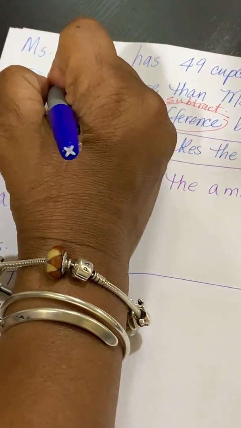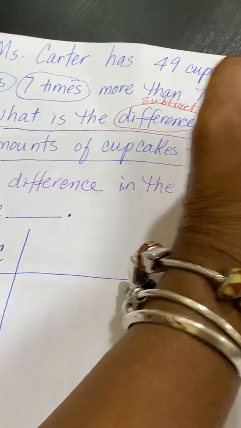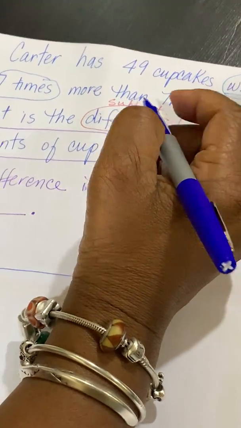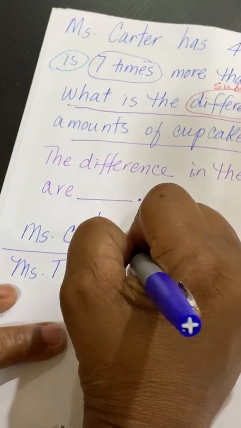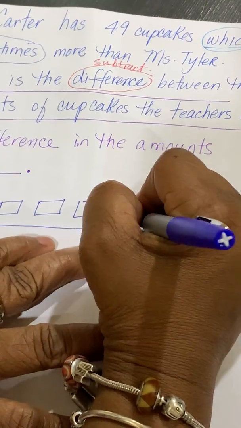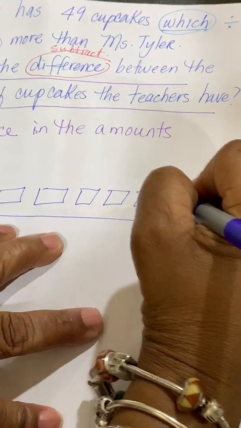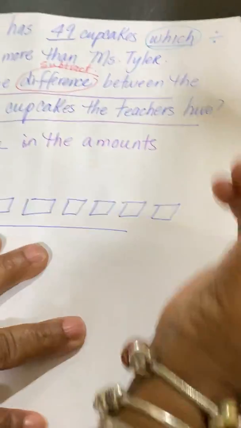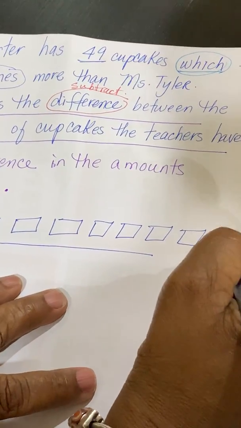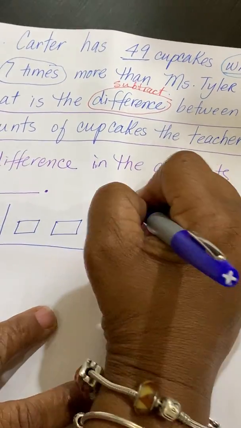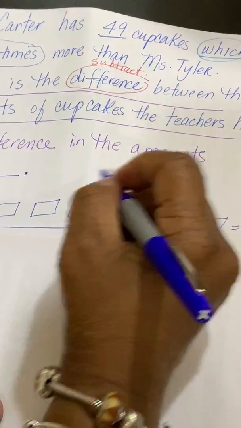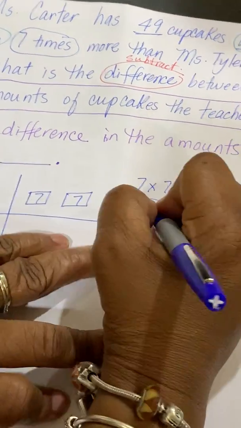What I know that I can work with right away is that this is going to be 7 times as much. So I'm going to say that Miss Carter's going to have 7 boxes, right? 1, 2, 3, 4, 5, 6, 7. What I also know I can work with is that all of this is equal to 49. My goal is to fill these boxes. What times 7 will give me 49? And obviously that is 7. So every box has got to be 7.